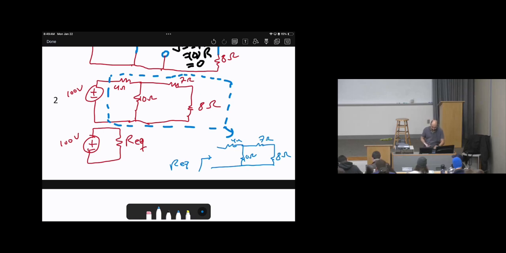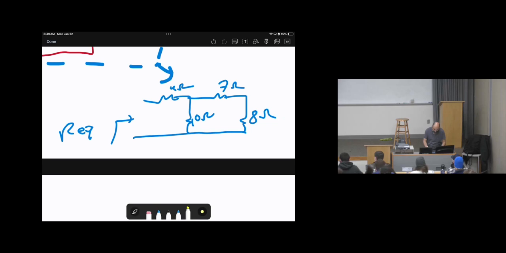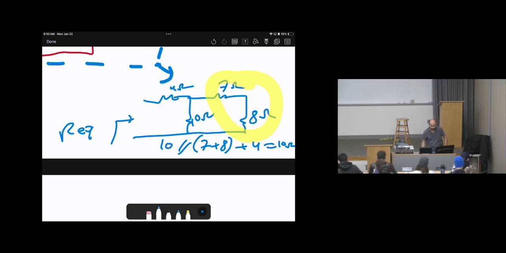How can I find this? For R equivalent, you can apply the same principle that we did in physics, or we will learn some techniques on how to do it. But overall, you will see that these two are in series. So 7 plus 8 are in series. Then they will be in parallel with 10. Then that will be in series with 4. So the answer, I think, will be 10 ohms. How we do this? Next lecture, we will explore more how to do series and parallel.